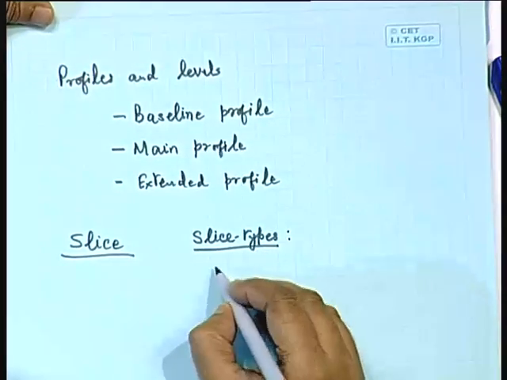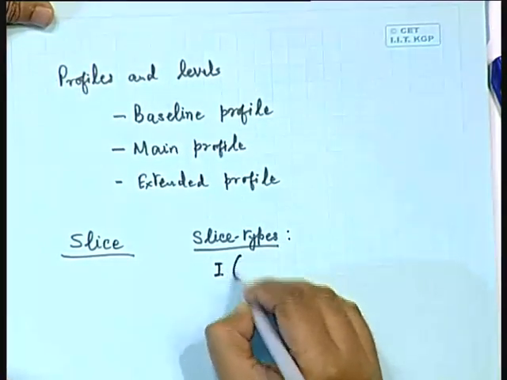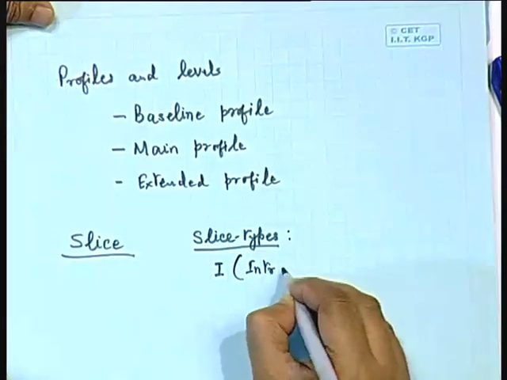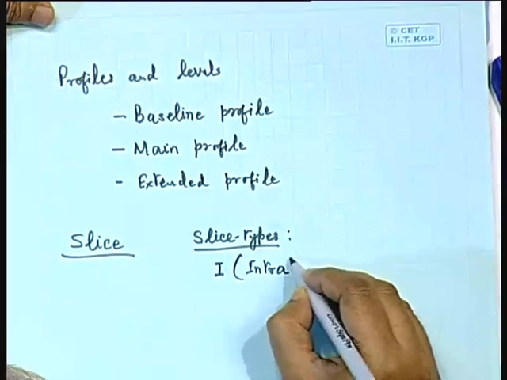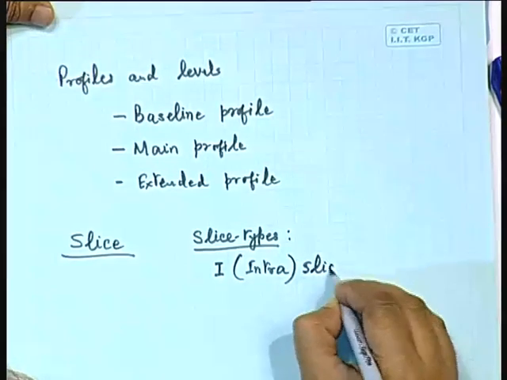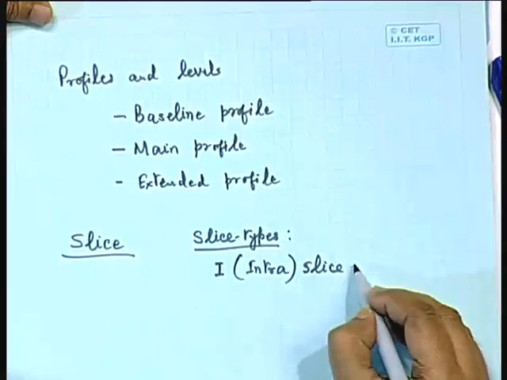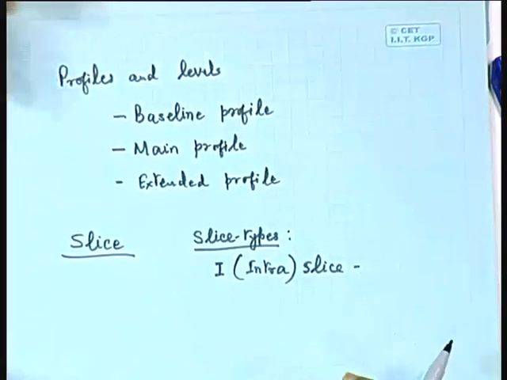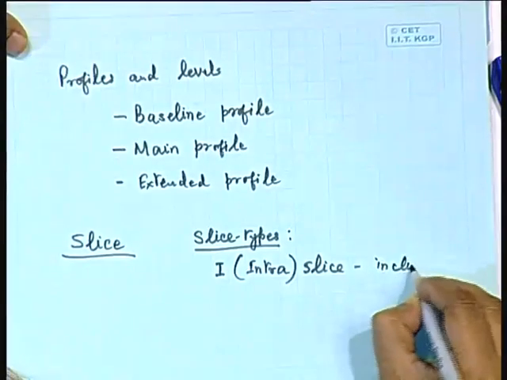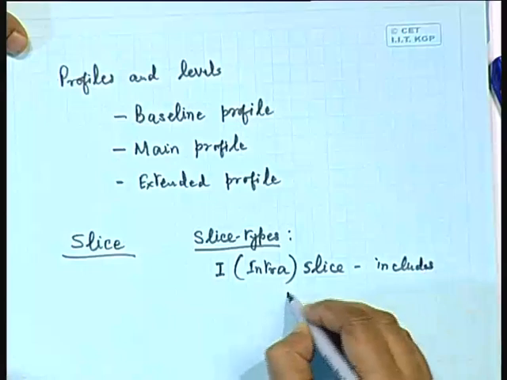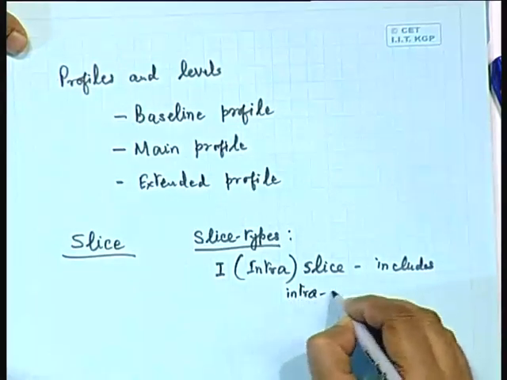The first is the I slice, okay, which is referred to as the intra slice. Now, intra slice basically includes the macro blocks which are intra coded. Okay. So, I slice includes intra coded macro blocks.